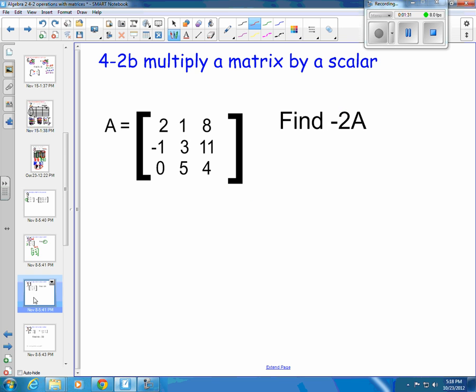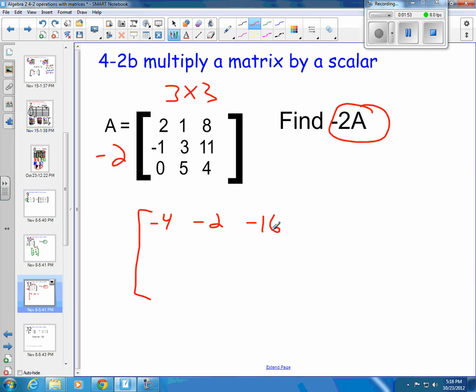Let's go one more example here. So I'm going to take this matrix, and this is a 3 by 3 matrix, and I want to multiply my matrix A times a negative 2. So I'm going to multiply every element in there by negative 2. And so negative 2 times 2 is going to be a negative 4. Negative 2 times 1 is a negative 2. Negative 2 times 8 is a negative 16.